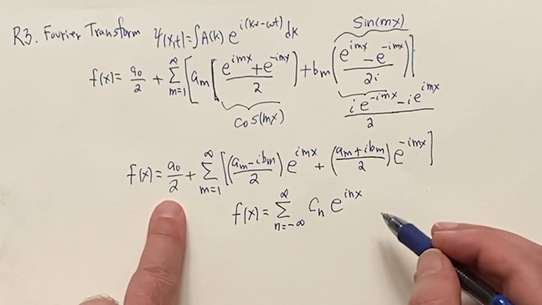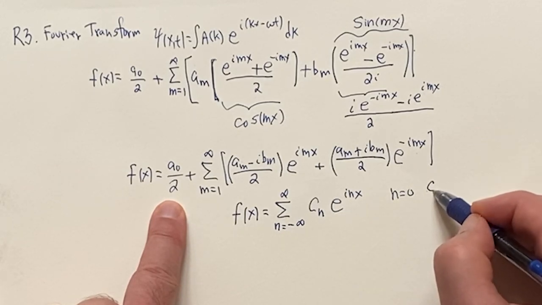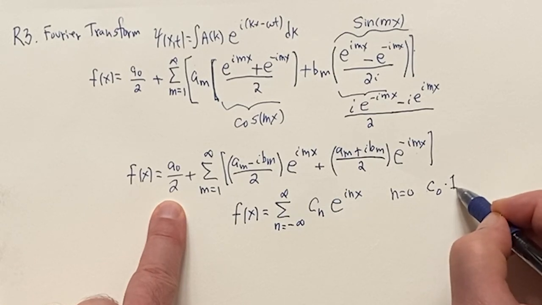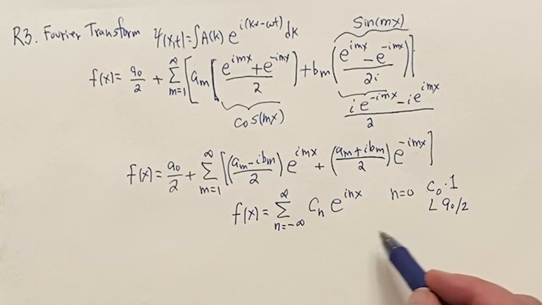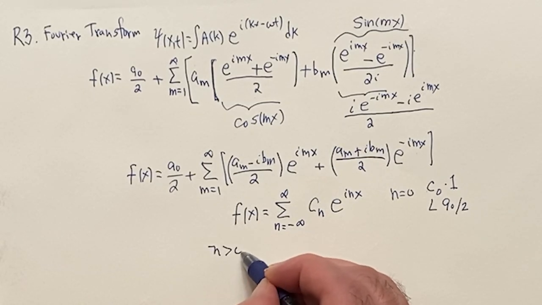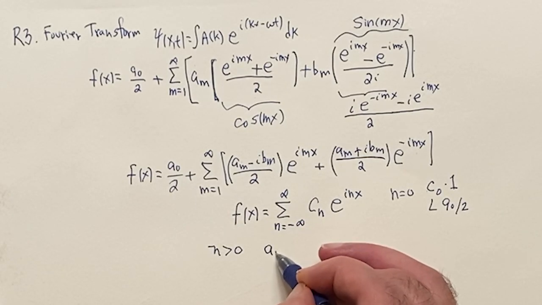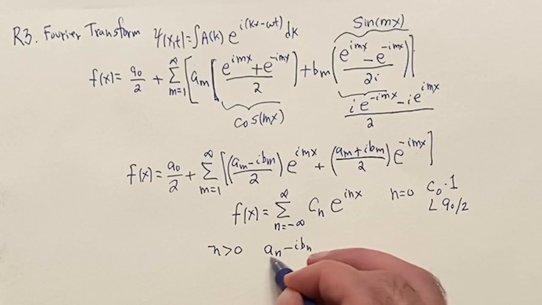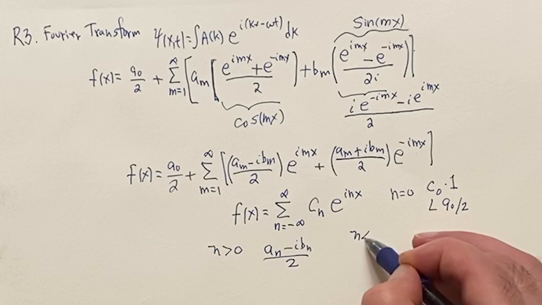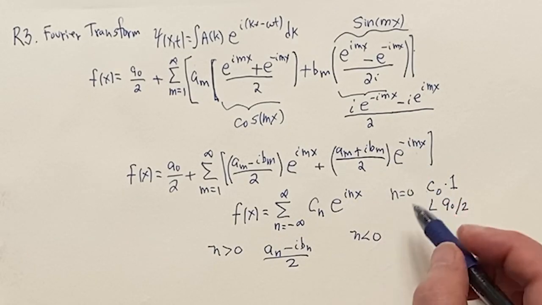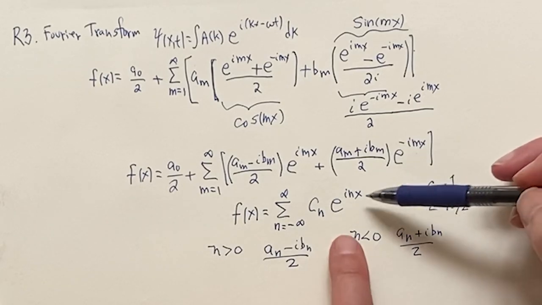And this actually works for the first term. Watch this, because if n is equal to 0, you then get here, you get c 0 times 1. So in other words, the c 0 is the a 0 over 2. Now we have to be careful. If n is greater than 0, then we're going to get here for the c, the a n minus i b n over 2. That's this case. And if the n is less than 0, we'll be picking up this case, which is the a n plus i b n over 2. So you have to be careful here, but this is compact notation.